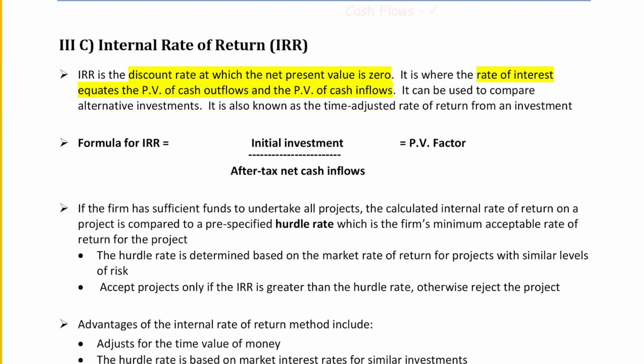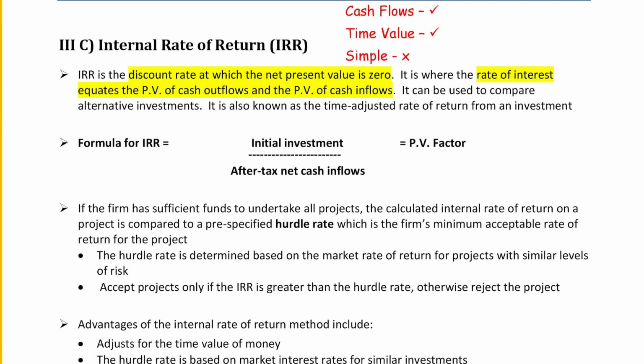Right there, cash flows, and put a tick mark because we use cash flows to calculate IRR. Time value, put another tick mark. We use the time value of money. Simple, put a cross because the IRR calculation, that's pretty complex.